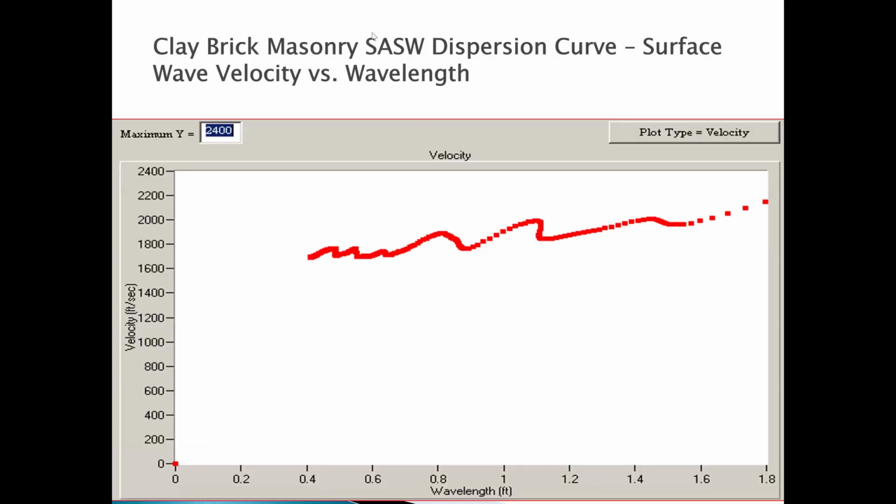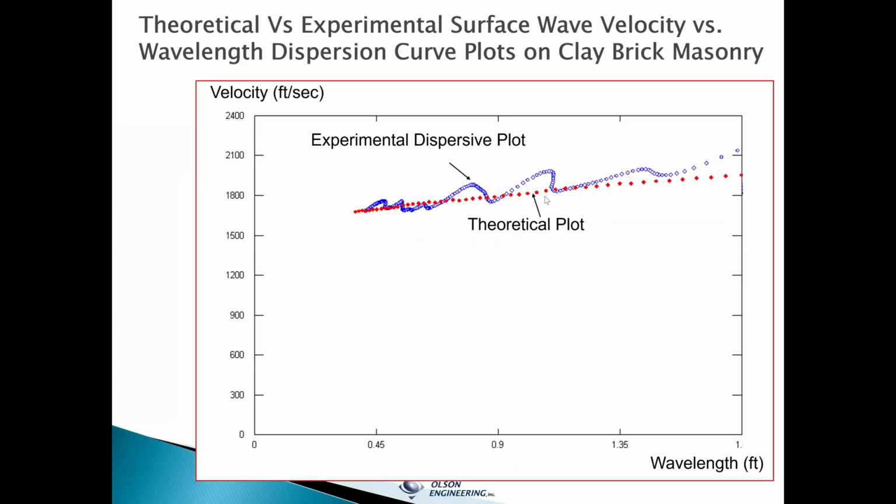Here is the clay brick masonry on the church going through the wall, starting off fairly slow, close to 1,600 feet per second, and wavelengths of about the first brick, 0.4 feet, up to about the backside at 1.8 feet. And you can see how the velocity is increasing from, say, near 1,600 to about 2,100 feet per second. So when you model it, you can try and match roughly that shape with your theoretical plot in the software. And that just shows how it's pretty close.